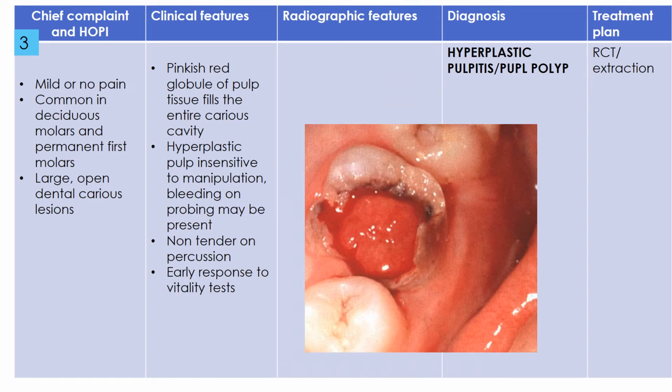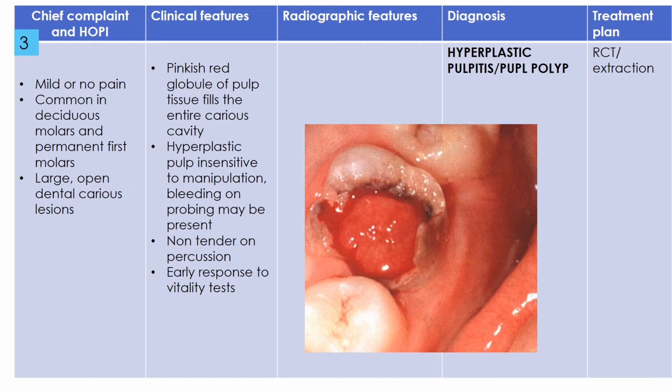Now, pulpitis can also manifest as a hyperplastic pulpitis or a pulp polyp, generally seen in large carious lesions in young adults or in children, and you would see a pinkish red globule of pulp tissue which fills the entire carious cavity. Generally, the chief complaint would be mild or no pain, and it is common in deciduous molars and permanent first molars, with a large open dental carious lesion like I just described. The hyperplastic pulp is insensitive to manipulation, but it bleeds on probing. Generally, the tooth is non-tender to percussion, and early response to vitality test is seen.